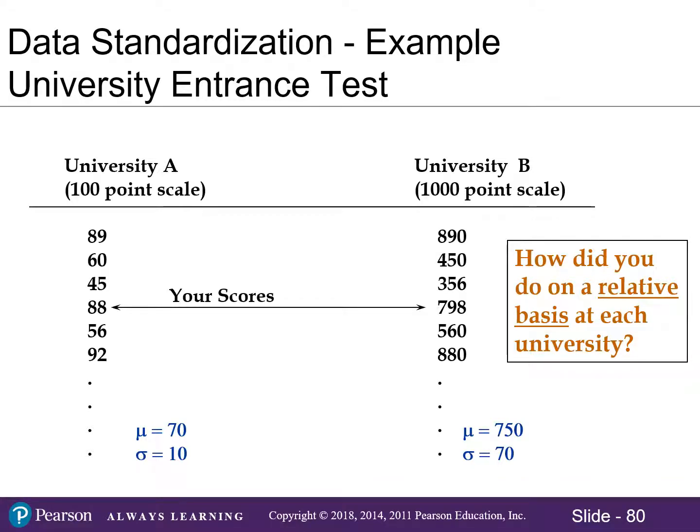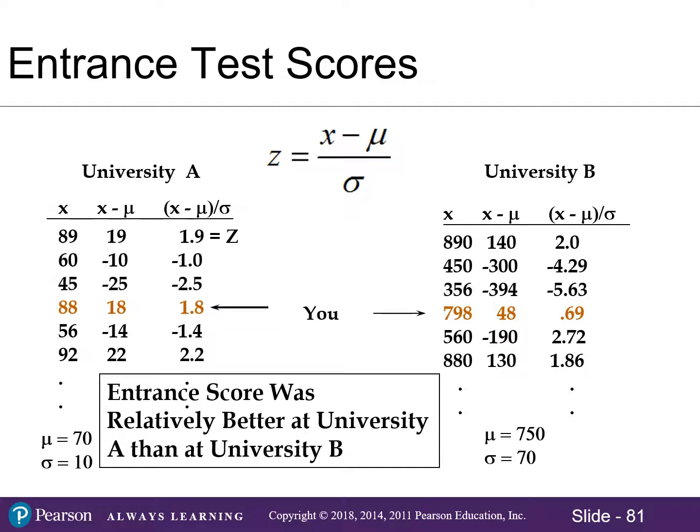Here we go. So we're going to calculate the z-score for A and B. We're going to pretend that your scores are where I have the arrows. On A, you got an 88, and on B, you got a 798. Keep in mind, I don't know who's better. Let's do some calculating. What we're going to do now is what's called standardizing or studentizing. That's the older name for this.